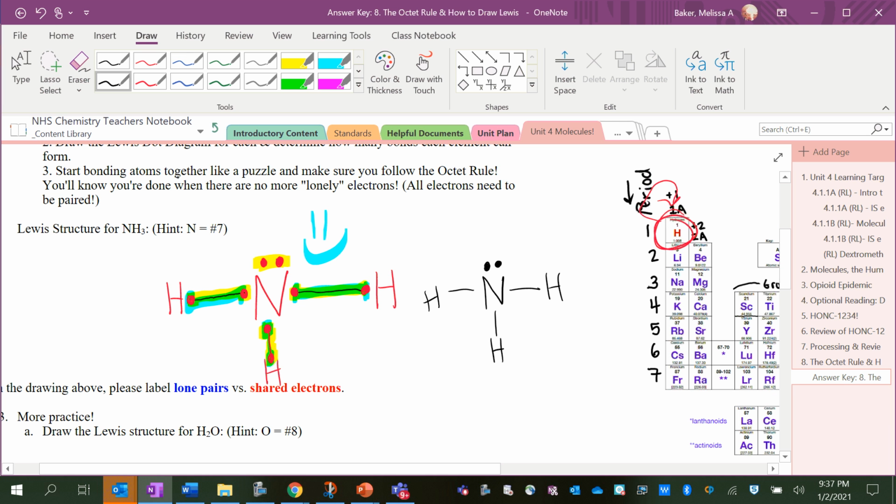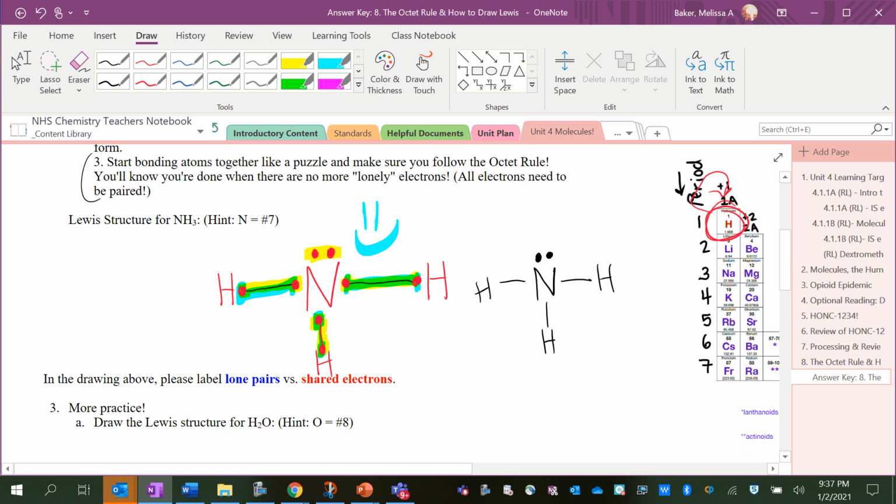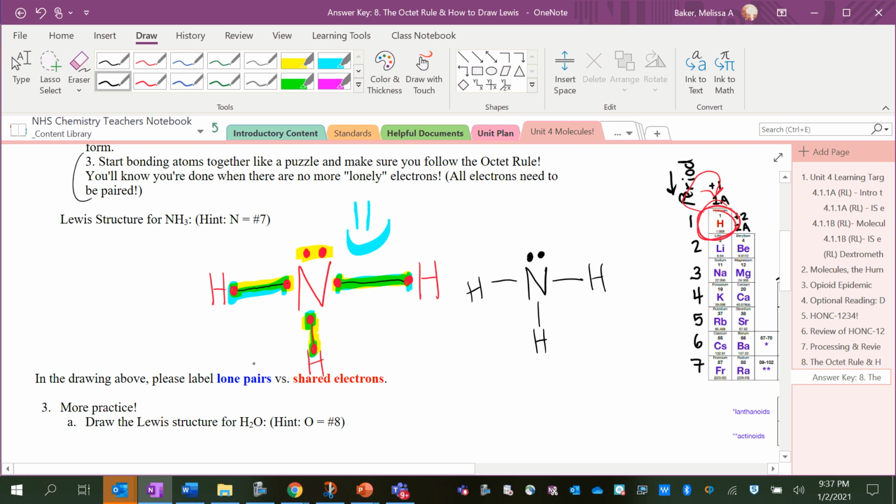Okay, so we solved the puzzle. I never read number 3, but number 3 says, start bonding atoms together like a puzzle and make sure you follow the octet rule. You'll know you're done when there are no more lonely electrons. All the electrons need to be paired. Then it says, in your drawing above, please label lone pairs versus shared electrons.